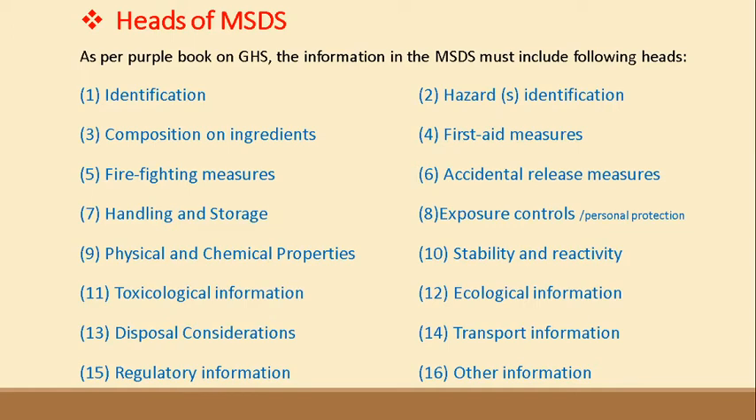So these are the various heads of MSDS. According to this purple book of GHS, the information in the MSDS must include these following heads: identification, hazard identification, composition, first aid measures, firefighting measures, accidental release, transport information, regulatory information, or any other related information.